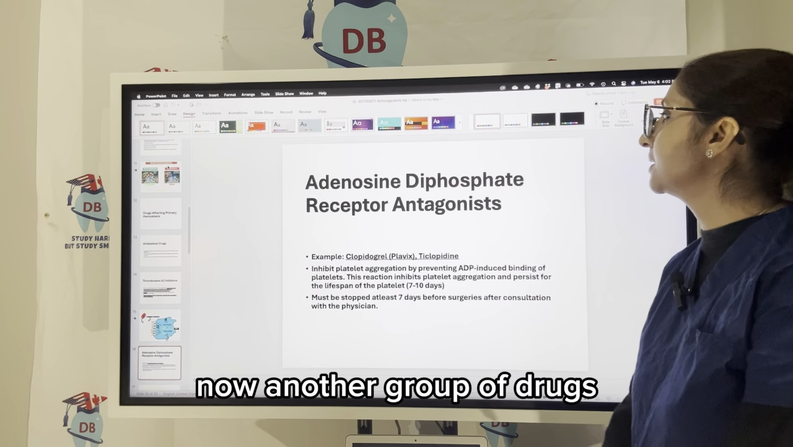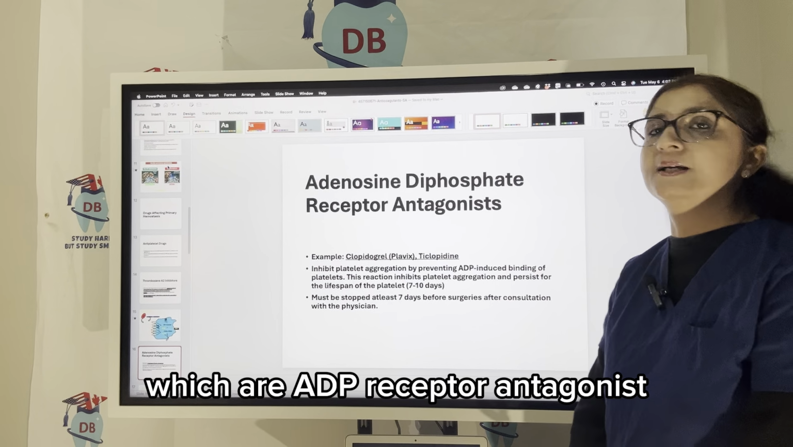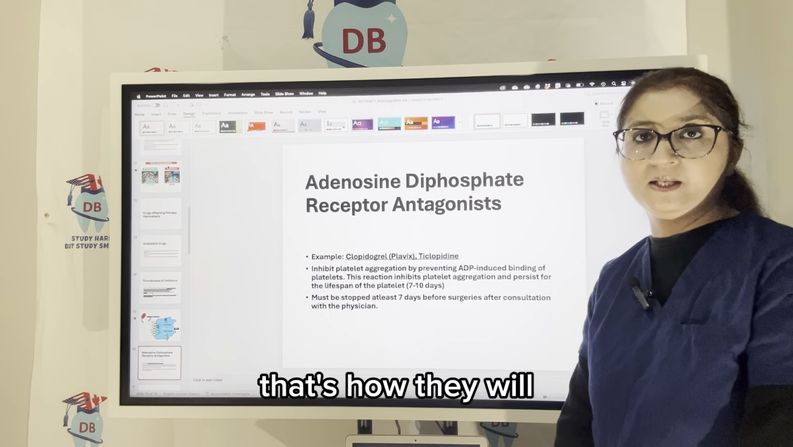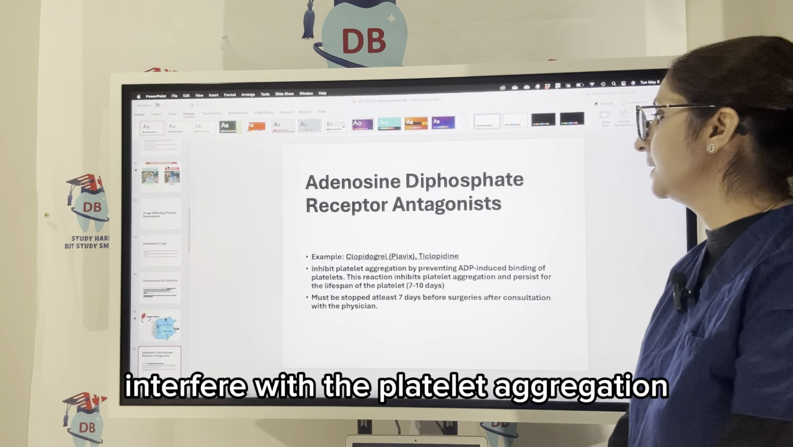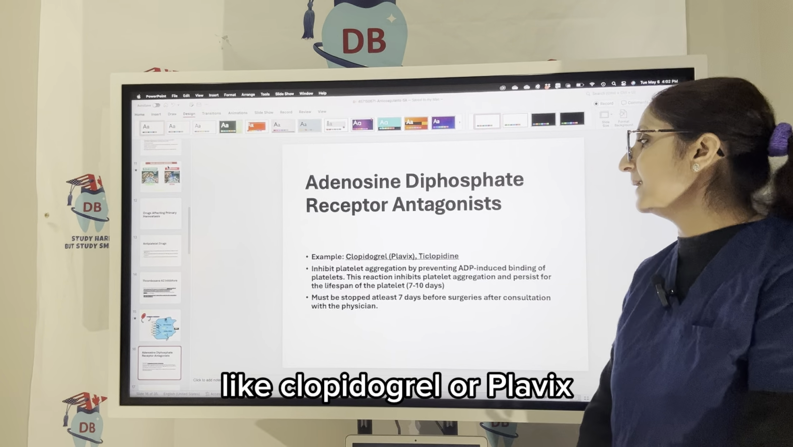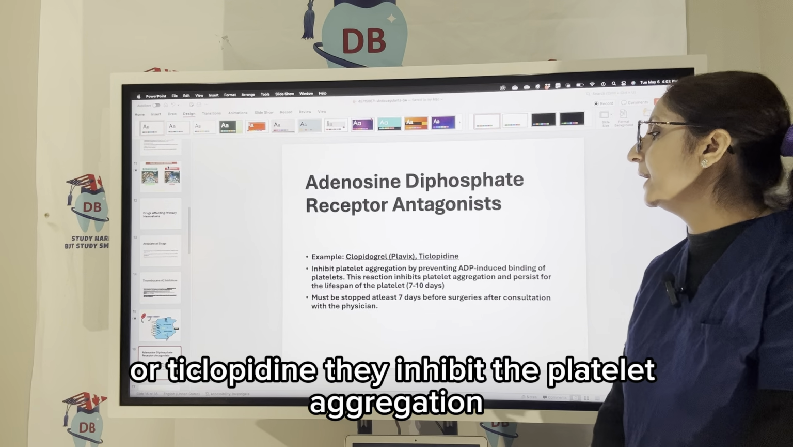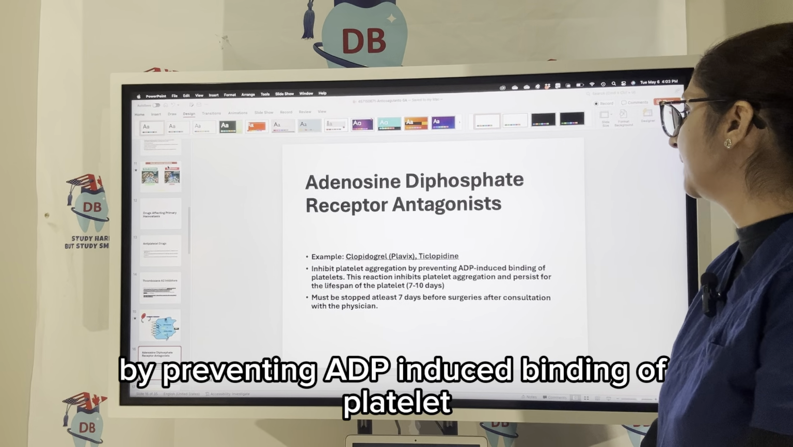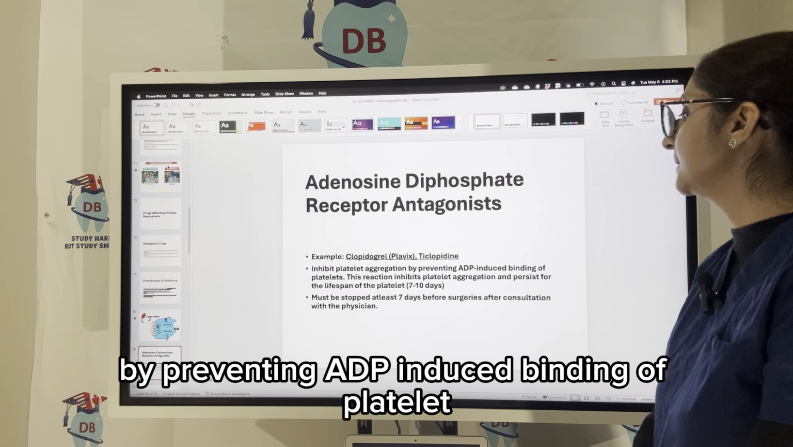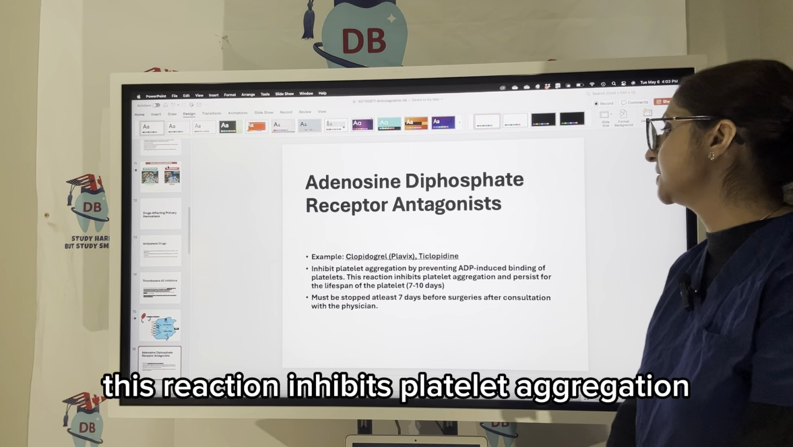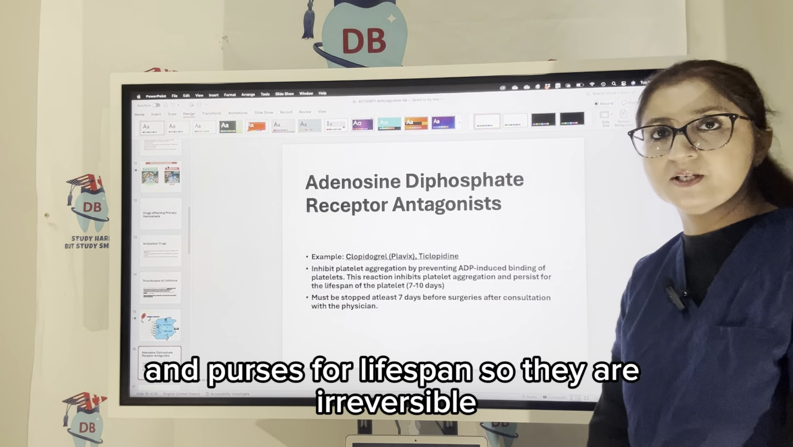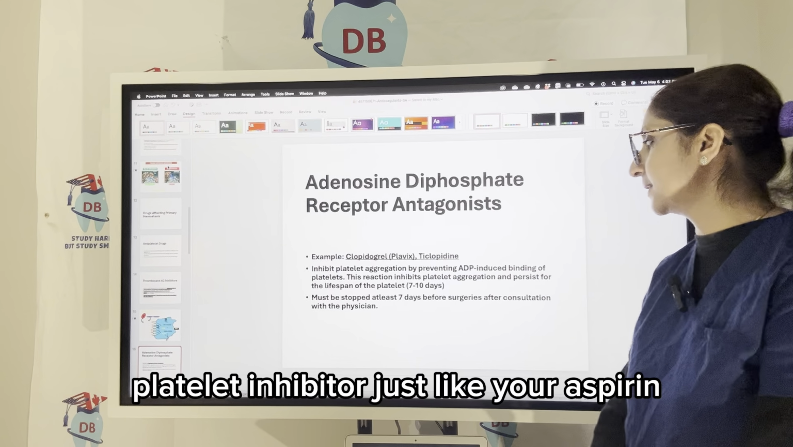Now another group of drugs which are ADP receptor antagonists. That's how they will interfere with platelet aggregation, like clopidogrel or Plavix, one of the antiplatelets in this group, or ticlopidine. They inhibit platelet aggregation by preventing ADP-induced binding of platelets. This reaction inhibits platelet aggregation and persists for the lifespan of the platelet. So they are irreversible platelet inhibitors, just like your aspirin.